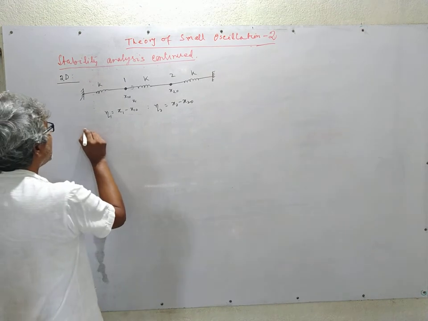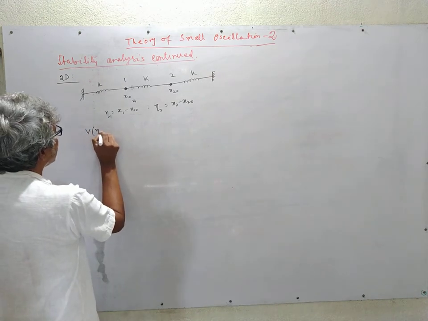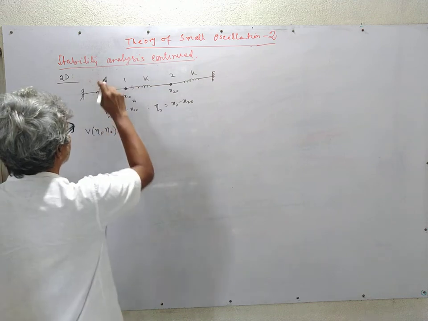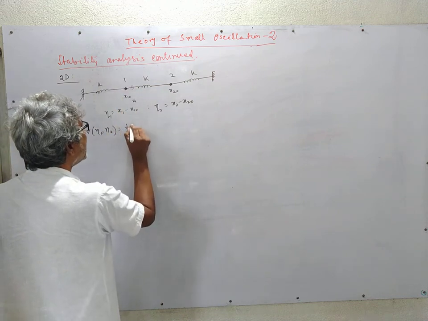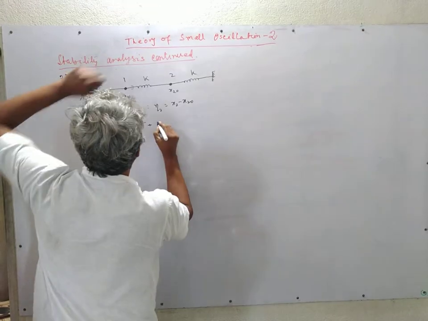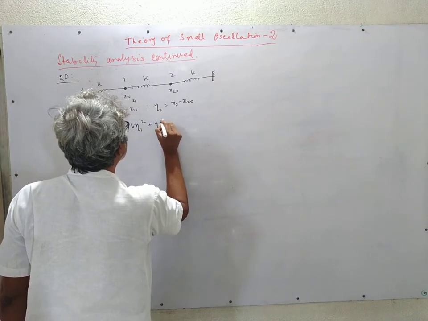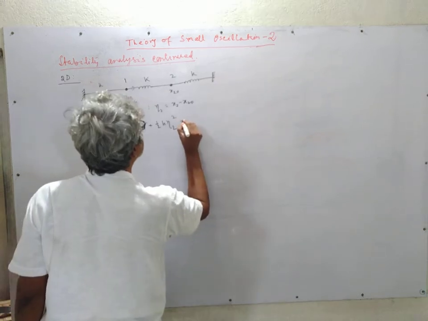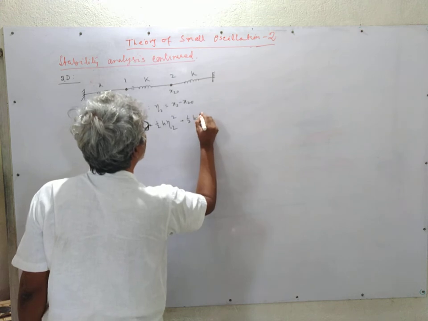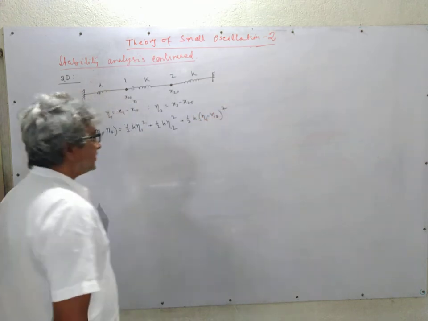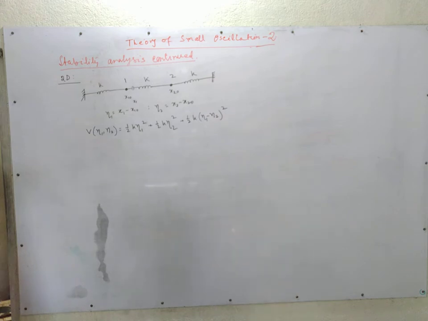The potential energy here is a function of eta 1 and eta 2. For this spring it is half k eta 1 square, for this it is half k eta 2 square, and for this it is half k (eta 1 minus eta 2) square. So this is the potential energy.